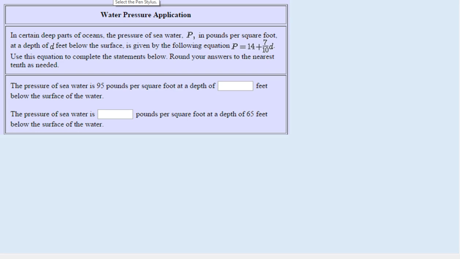Let's read through the problem and highlight important information. So in certain deep parts of oceans, the pressure of seawater, P. When I saw that P, I realized they're defining what a letter or variable represents, so I want to write that down, in pounds per square foot. That's the measurement we're measuring P in, at a depth of d feet below the surface, is given by the following equation.